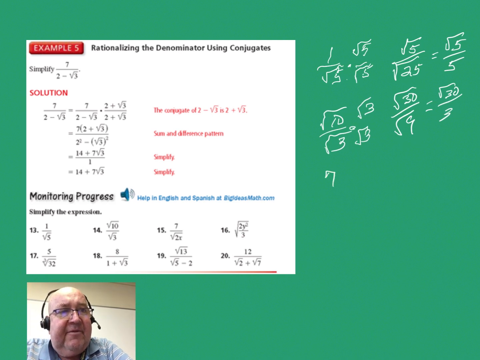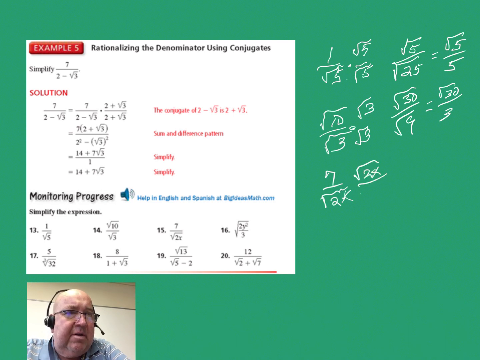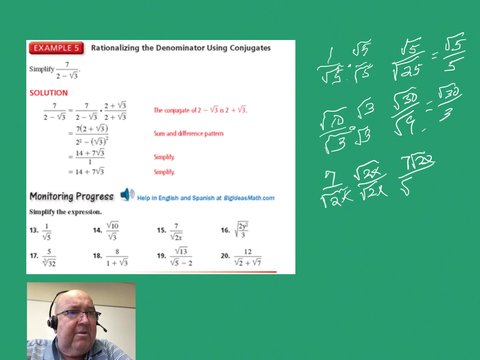Now we have 7 over radical 2x. So we're going to multiply by radical 2x over radical 2x. We end up with 7 times radical 2x over radical 4x squared, and that is 7 radical 2x over 2x.